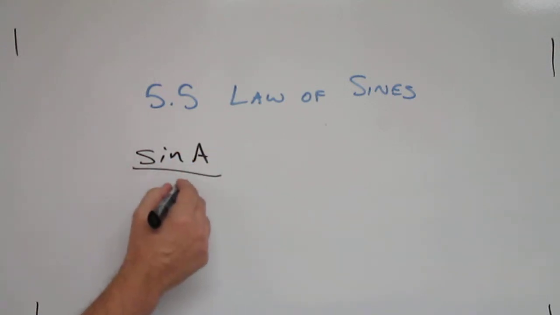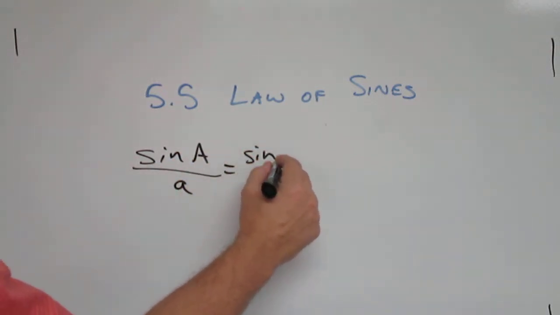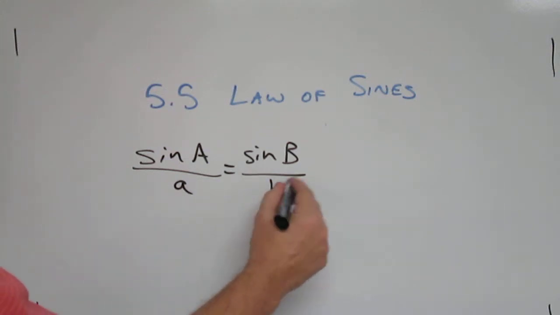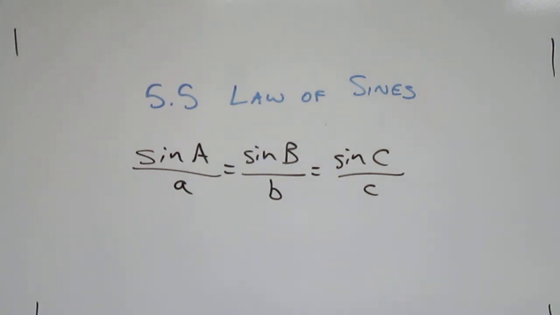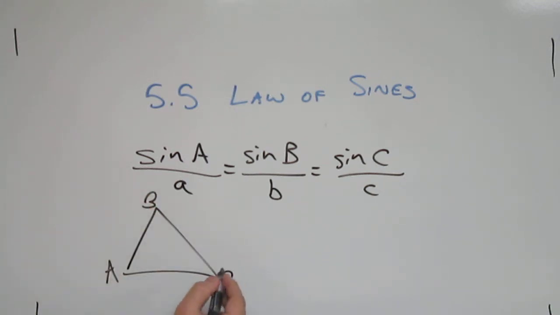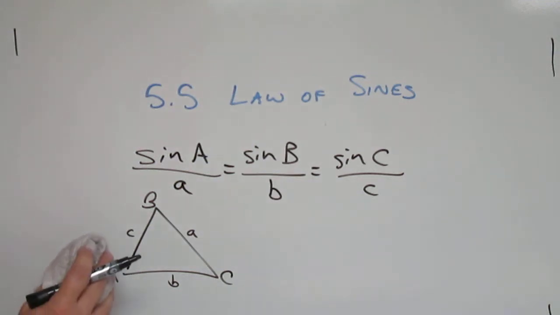The sine of an angle over the side across from it is equal for each angle inside a triangle. So this is in any triangle. If I said this is angle A, this is angle B, this is angle C, then based on each of the angles and the sides across them, there's this set relationship. Okay? It's very nice if you have a triangle, and it's not necessarily a right triangle, so this is what's great about this application: it applies to things that are not right triangles.